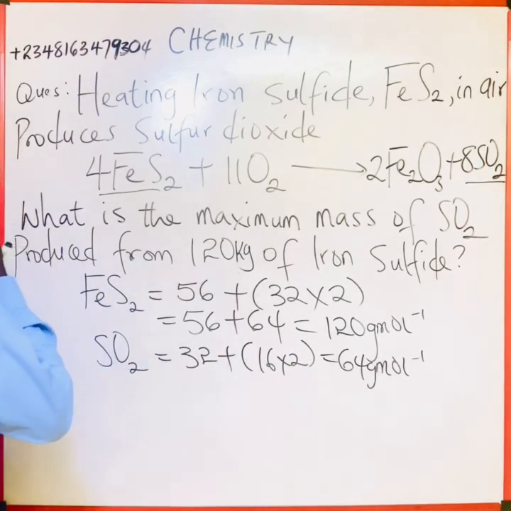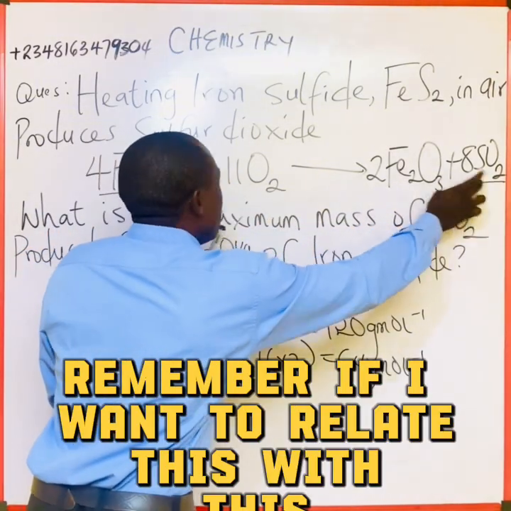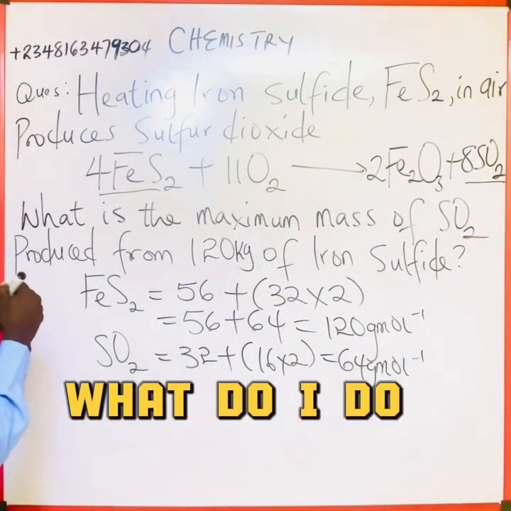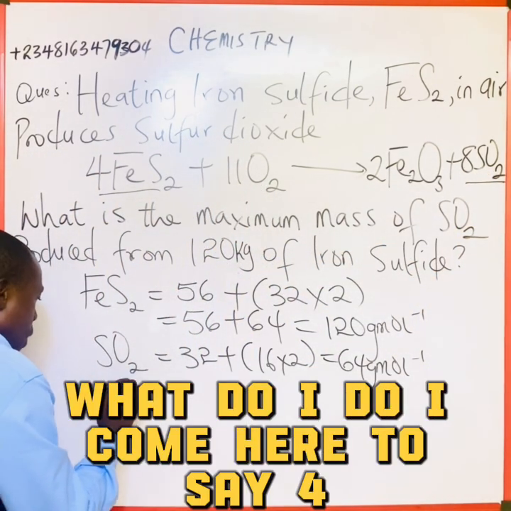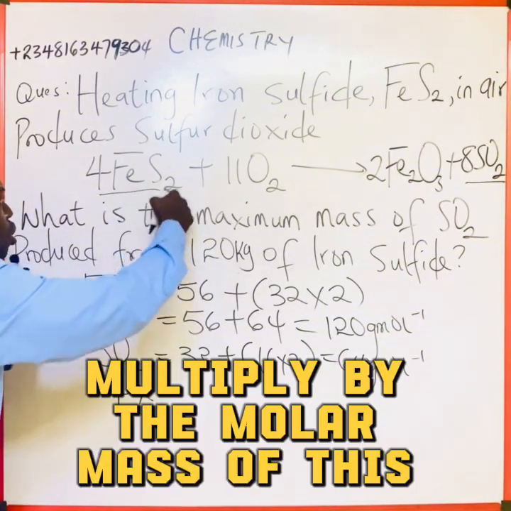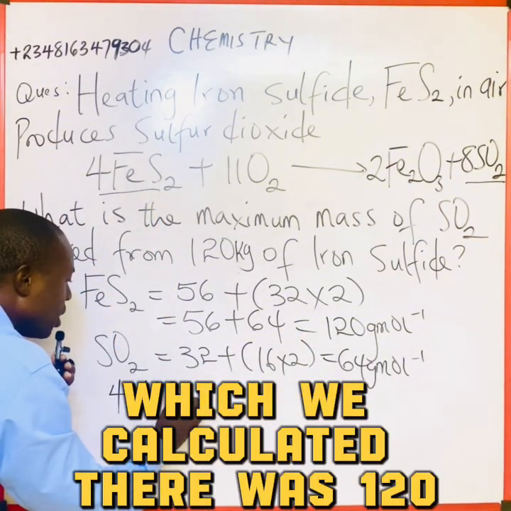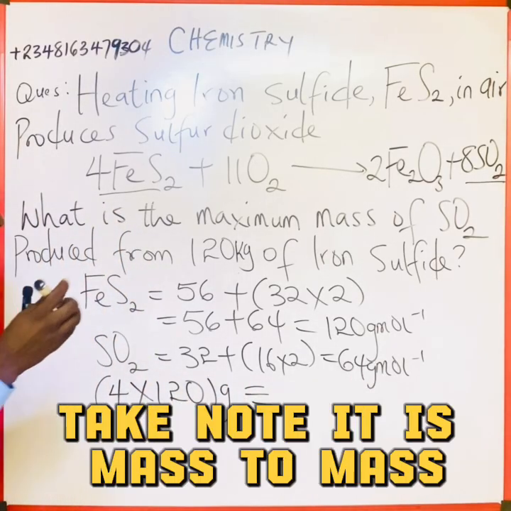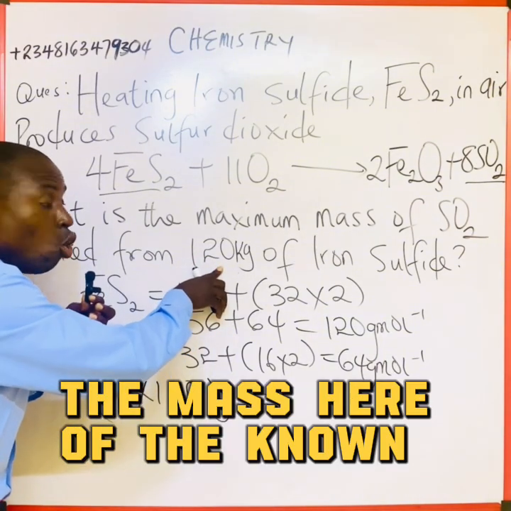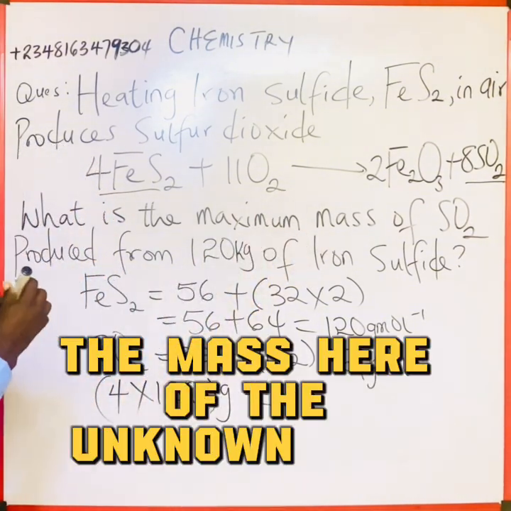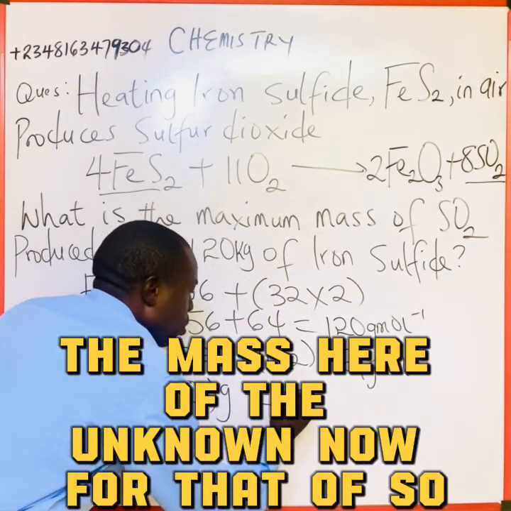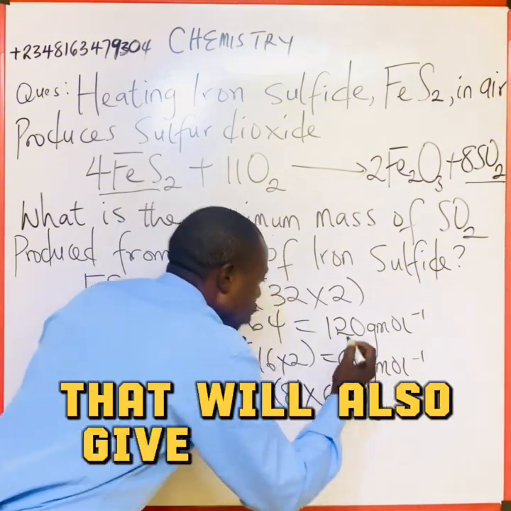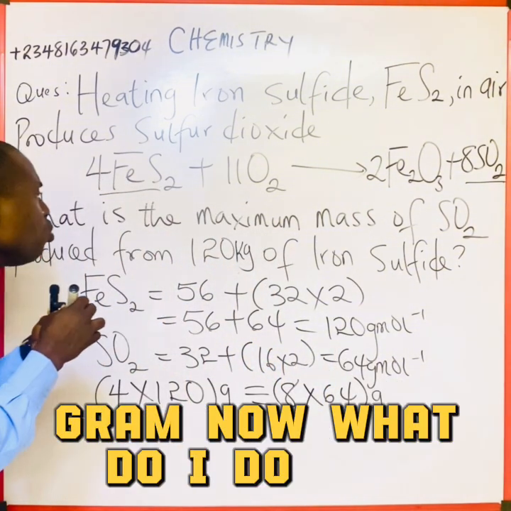Now follow me. If I'm to relate iron(II) sulfide and sulfur dioxide, I come here to say 4 moles multiplied by the molar mass of this compound, which we calculated there was 120. Yes, it becomes in gram, because it is mass to mass. Take note, it is mass to mass. The mass here is the known, and I'm looking for the mass of the unknown. Now, for SO2 it is 8 moles of SO2 multiplied by 64, which is also in gram.